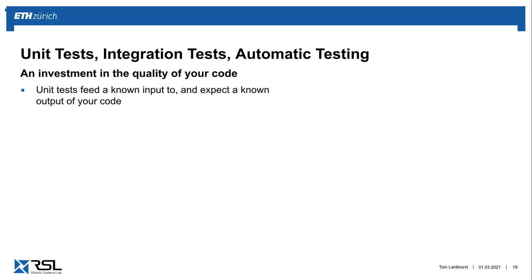A unit test is a test that feeds a known input to an algorithm and then expects a known output. So once you have a controller that should behave in a certain way, you can write a unit test that feeds it a known sequence of values, then retrieves the computed sequence of values from the controller or from the algorithm, and then checks whether these values match. And if that's not the case, then that might indicate that your algorithm is failing somehow. So what you're actually doing there is you are testing the interface of your code.